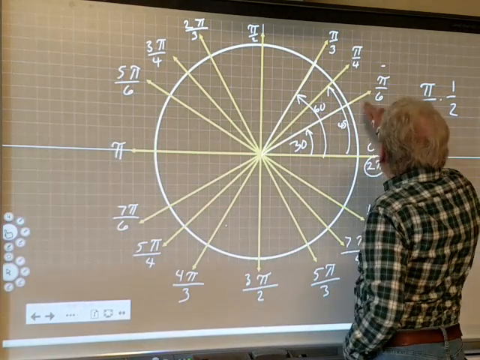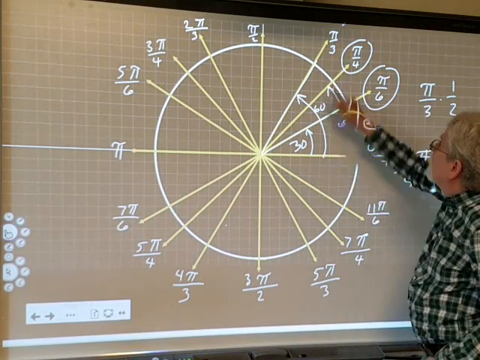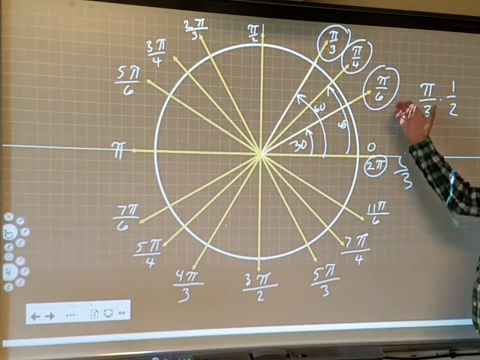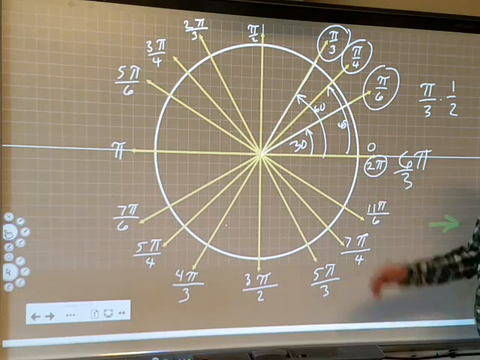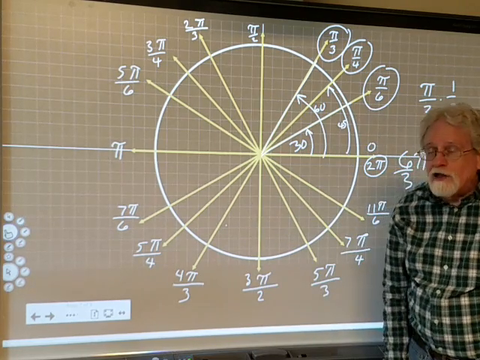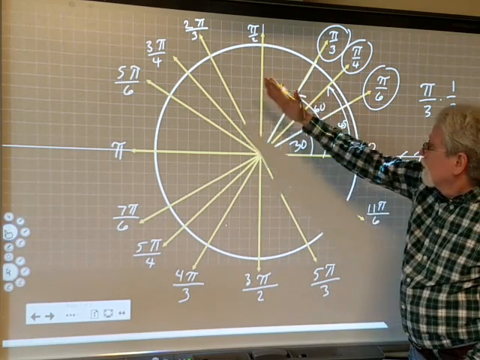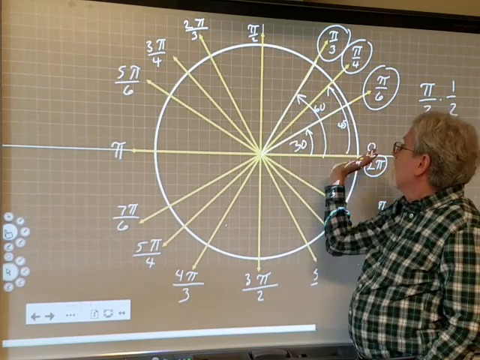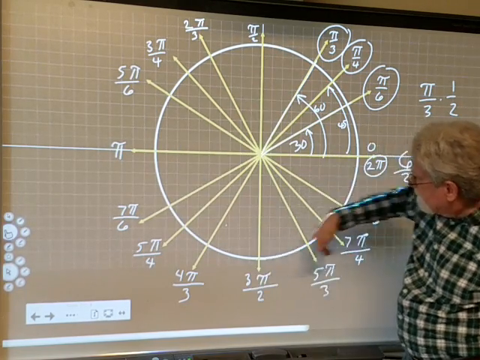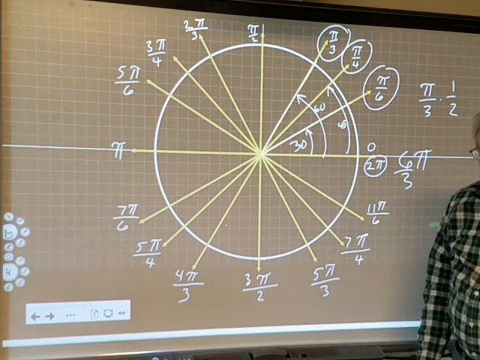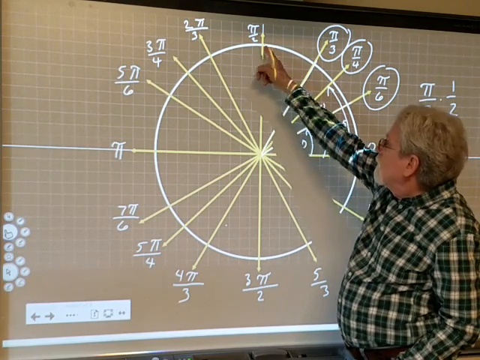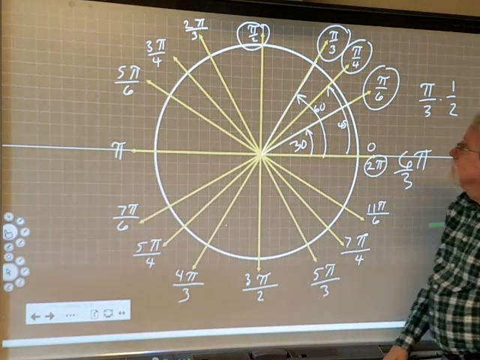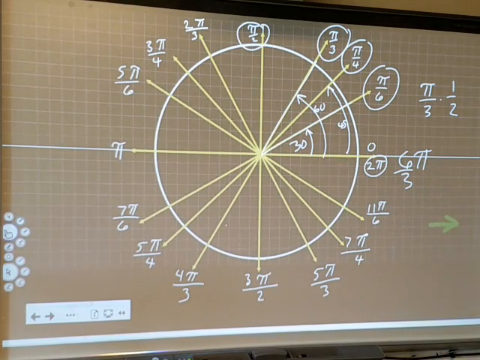So once you have these three guys in your head, or once you can figure them out and get them in your head on the spur of the moment, better to just know them, then all the others fall into place by counting by sixths, or counting by thirds, or counting by fourths. This guy's not even worth memorizing because you know it's half of 1 pi. Okay, so there we have it.